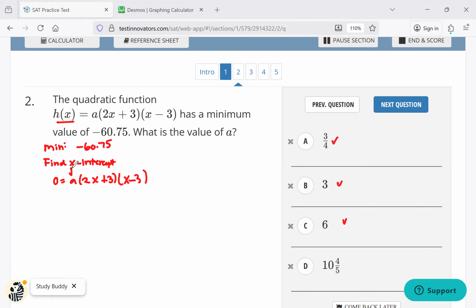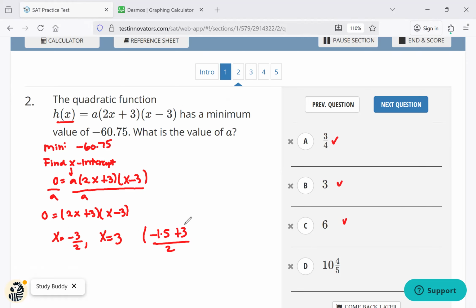Then you would get rid of the a by dividing both sides by a. So you get 0 equals 2x plus 3 times x minus 3. And then when you solve for x, you get x equals negative 3 halves, and x equals 3. Okay. Then what you want to do is take the halfway point of these two values. By the way, negative 3 halves is the same thing as negative 1.5. And you get 0.75.